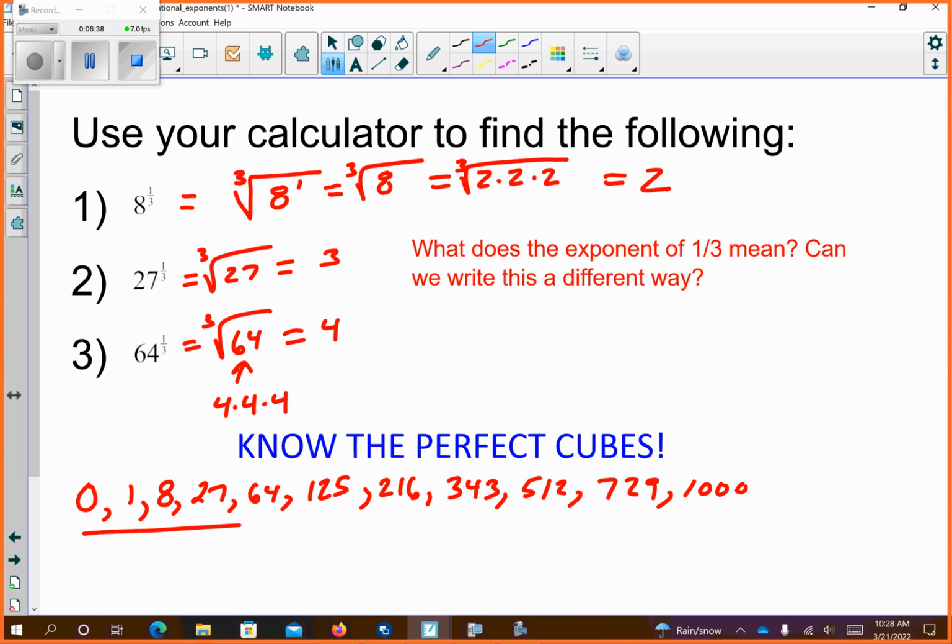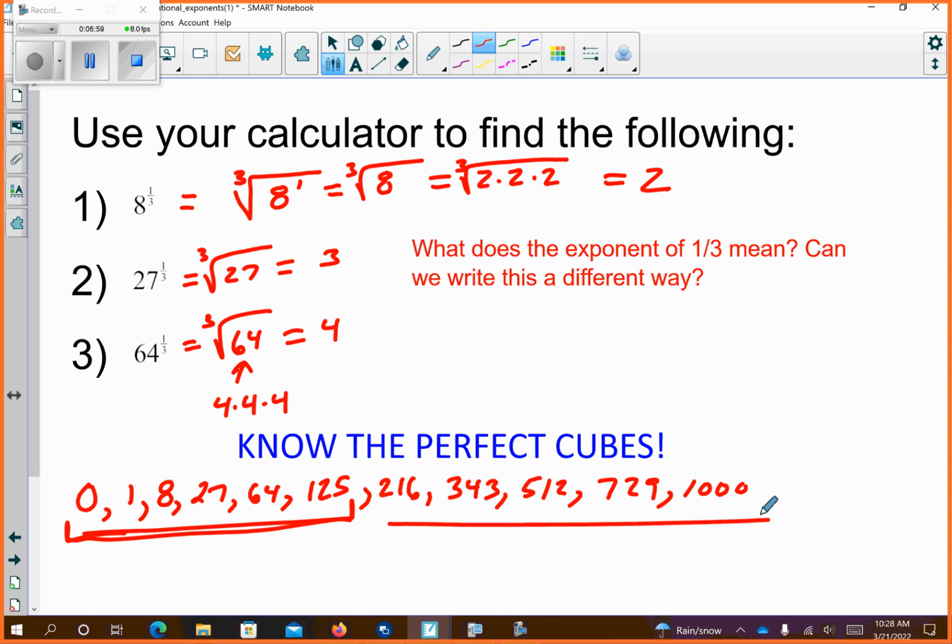I'd say if you can get to this region here, just kind of knowing that, it's going to work out just fine for you. These would be just bonus things if you knew. You would have a calculator to work through those. Okay? So a perfect cube.